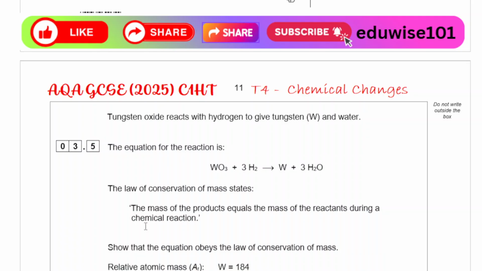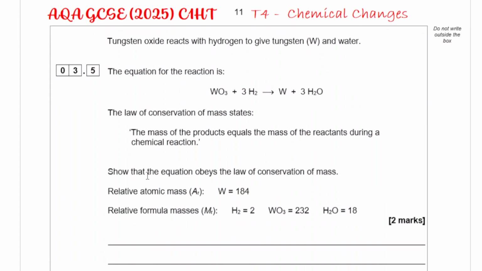Tungsten oxide reacts with hydrogen to give tungsten, W, and water. The equation for the reaction is tungsten oxide plus 3 hydrogen gives tungsten plus 3 molecules of water. The law of conservation of mass states the mass of the products equals the mass of the reactants during a chemical reaction. Show that the equation obeys the law of conservation of mass.